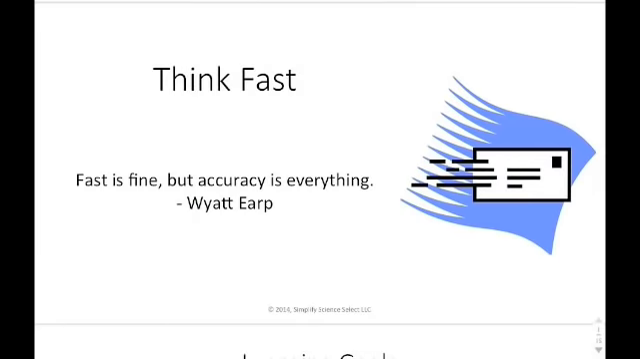This is the third presentation in Unit 2. It's entitled Think Fast. And this is going to be an introduction into vertical kinematics, things that move up and down, as well as our third major motion equation.